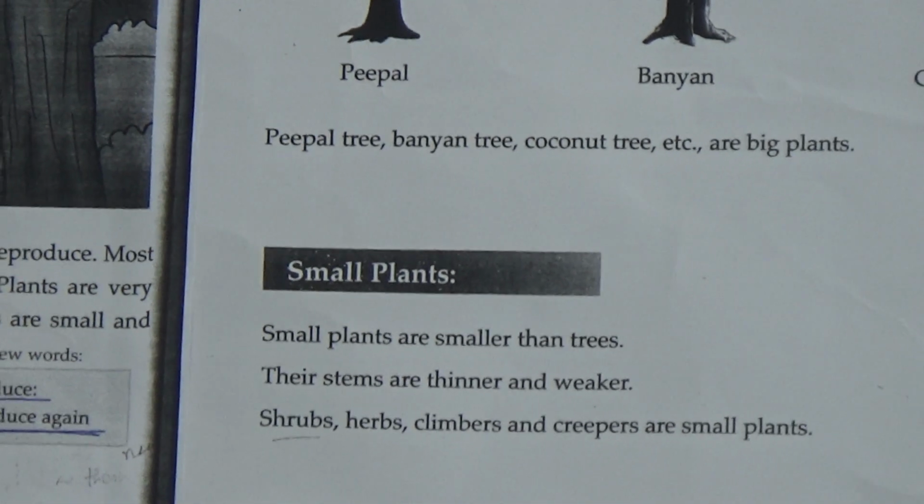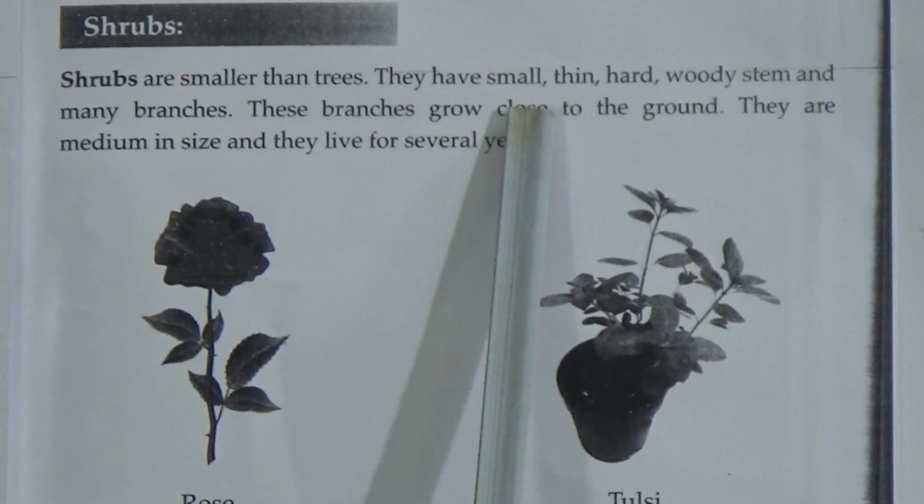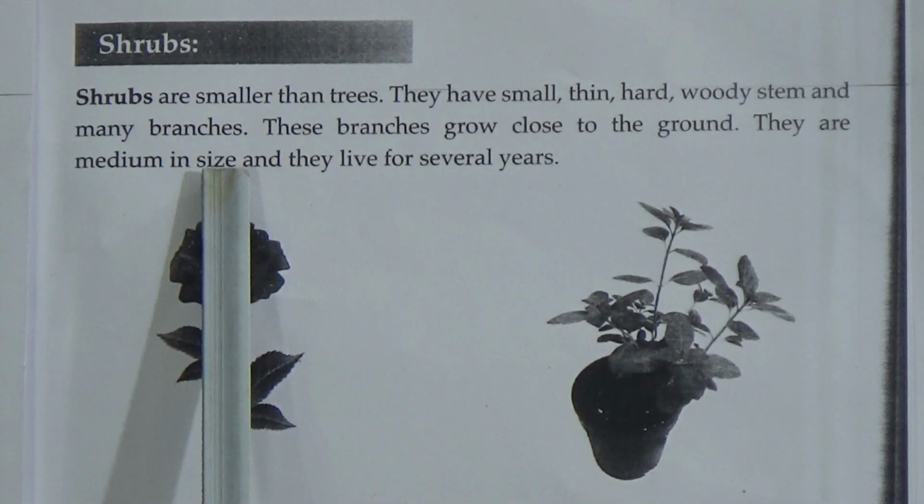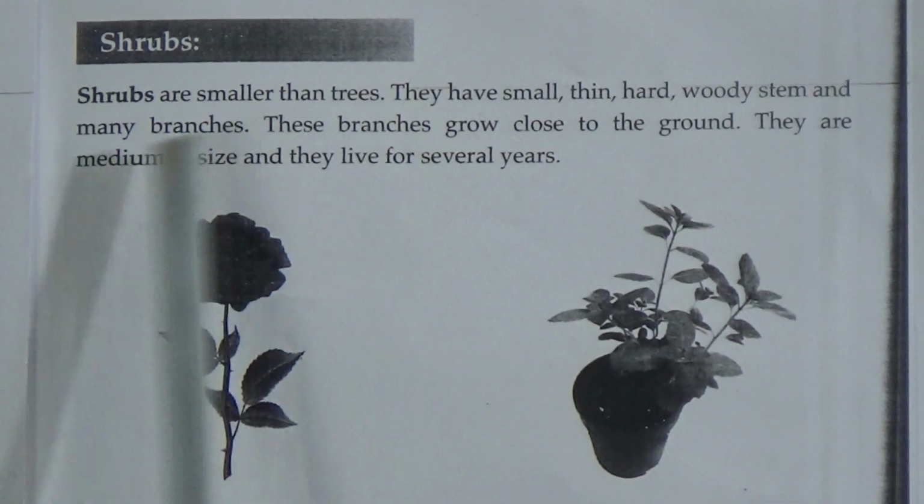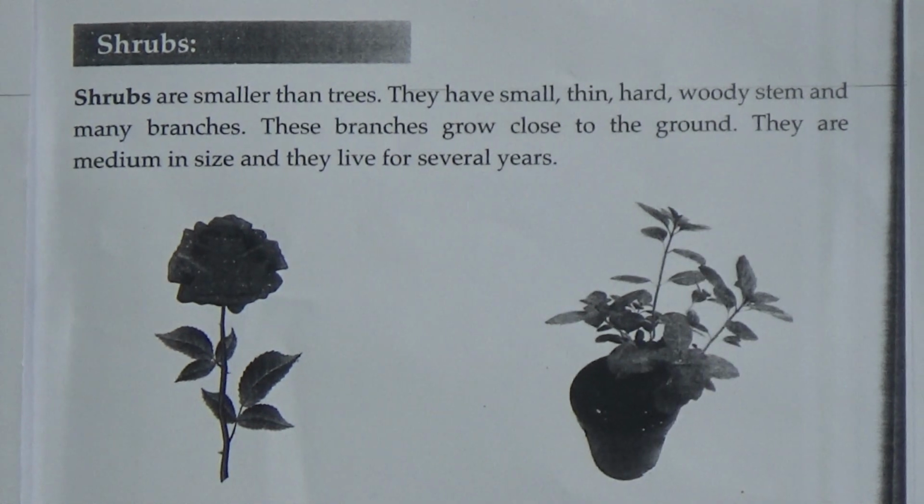Now, who are the shrubs? Shrubs are smaller than tree. They have a small, thin, hard, woody stem and many branches. These branches grow close to the ground. They are medium in size and they live for several years.